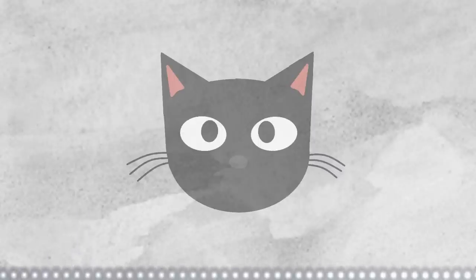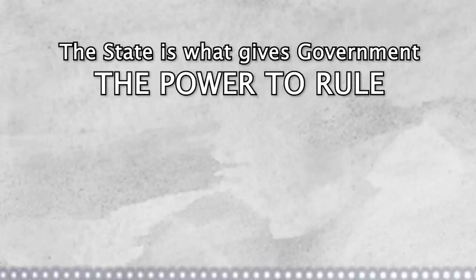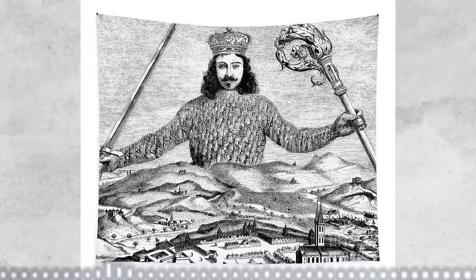One way of making the distinction is that government refers to the people and organizations that govern society, while the state refers to a government with coercive power plus all the institutions that give it coercive power. In other words, the state is what gives government the power to rule over a territory and rule over whoever lives in that territory. This is the core of the state: institutions that give the power to rule.